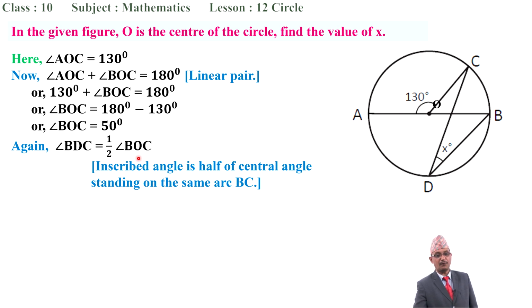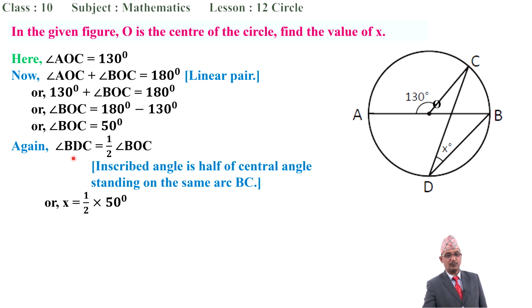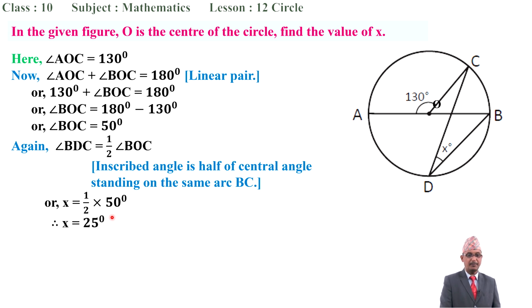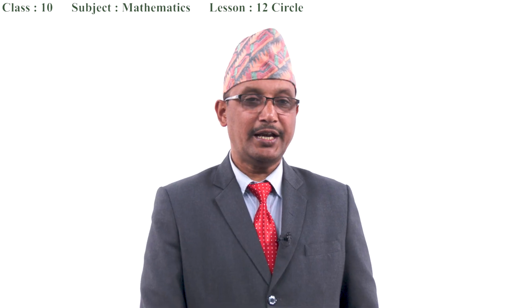Now, what is the value of angle BOC? You have got 50 degree. So instead of BDC, what can we write? X. So X equals half times angle BOC, which is 50 degree. And when you divide 50 degree by 2, it becomes 25 degree. That's why the value of x is 25 degree. Got it? Yes.